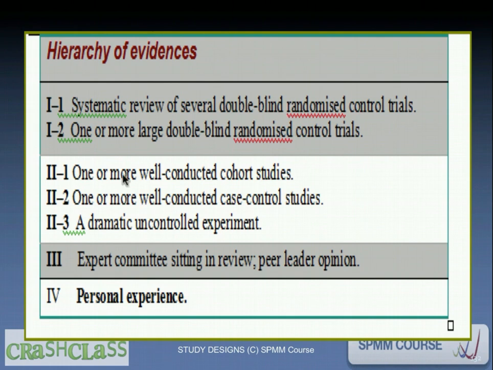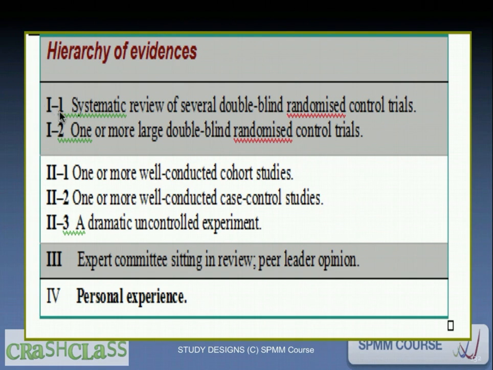So you might have seen these kinds of slides before, the hierarchy of evidence. You can classify research studies, various study designs, based on their quality. Can you see what goes on the bottom? Personal experience, anecdotes, expert consensus, that goes on the bottom. Expert committees, personal experiences, that goes on the bottom.